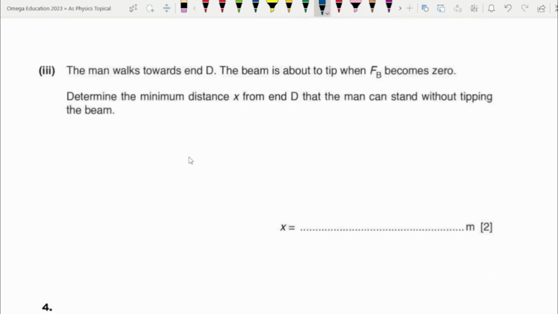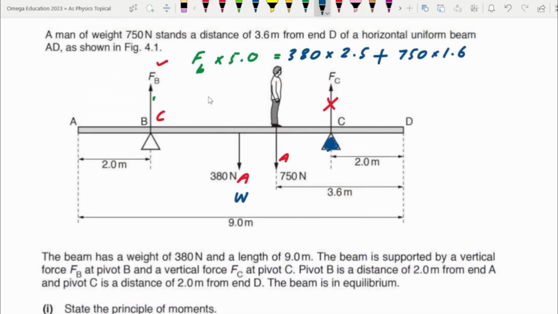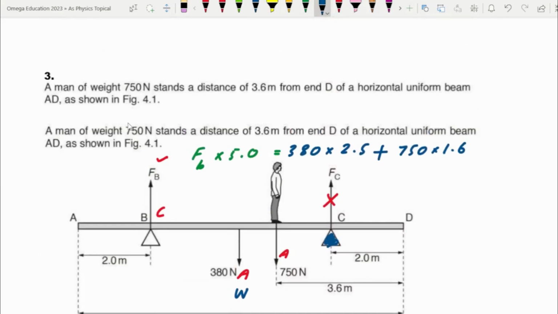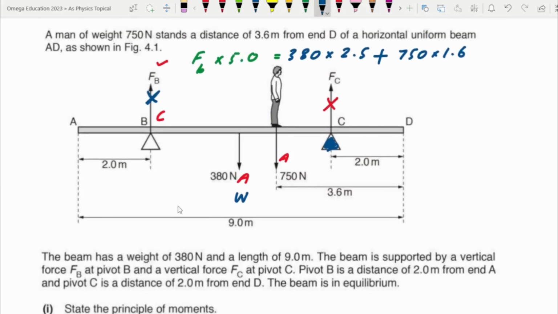This is of 2 marks as well. The man walks towards the end D. So this guy is walking towards the end D from here, probably over here on this side. For this one, you can apply the principle of moments at the point C. But that force is now being reduced to 0. Which force? This one. This force is being reduced to 0, so it is not there in the expression.